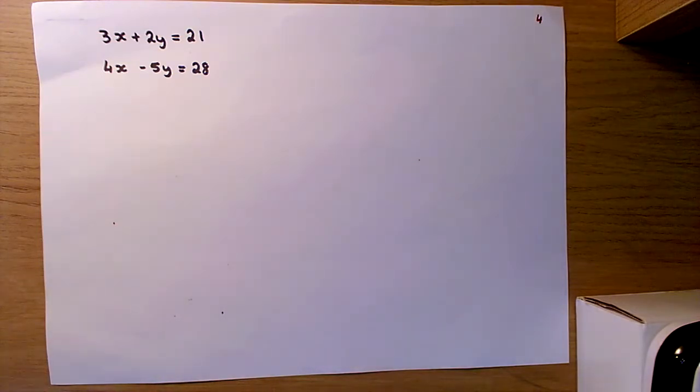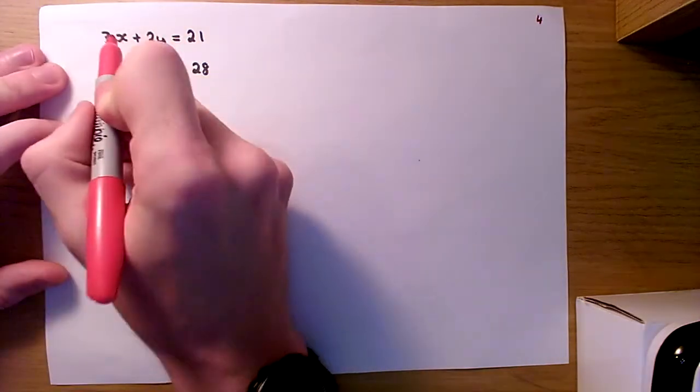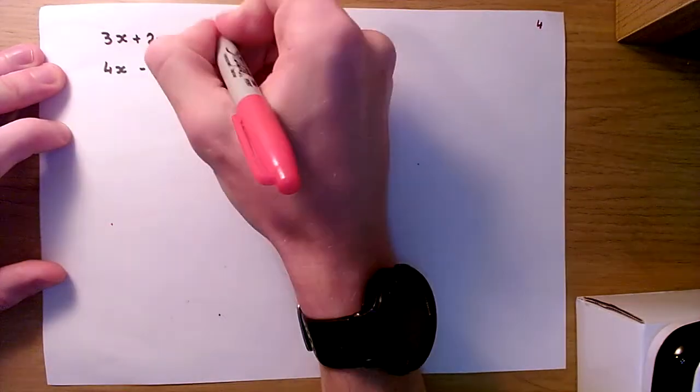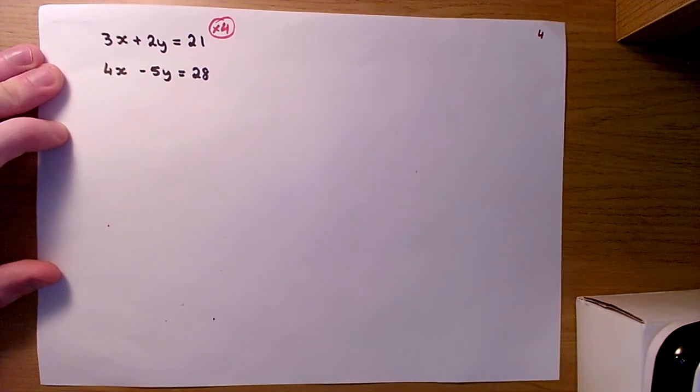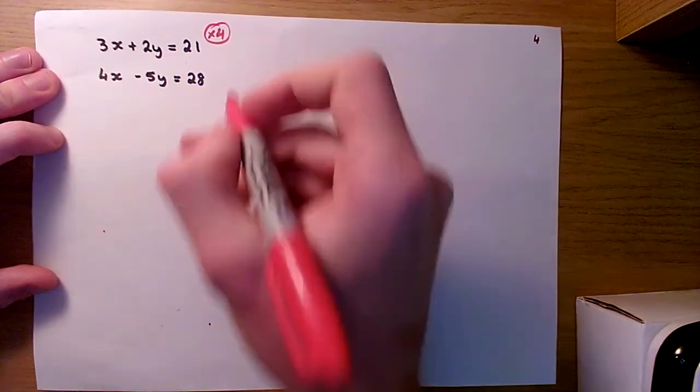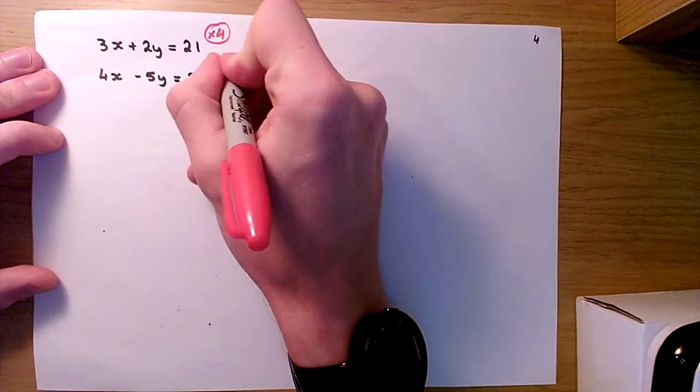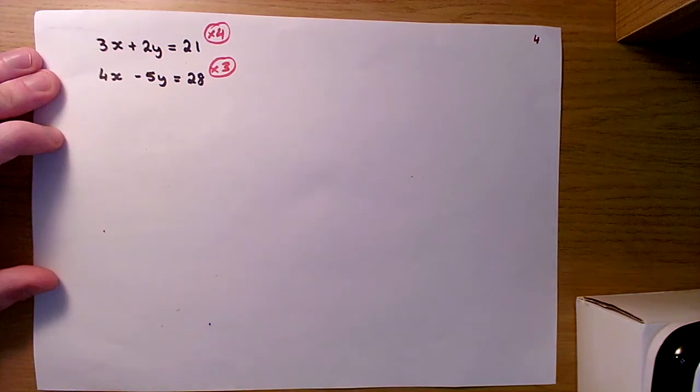Alright, so if I think about a coefficient that could be before both of these x's, I would think about the lowest common multiple of 3 and 4. Okay, so what number do 3 and 4 both go into? The smallest one is going to be 12. Alright, so how do I make 3x 12x? Well, I multiply it by 4. Alright, and how do I make 4x 12x? Well, I multiply it by 3. So we kind of multiply them by each other nearly.